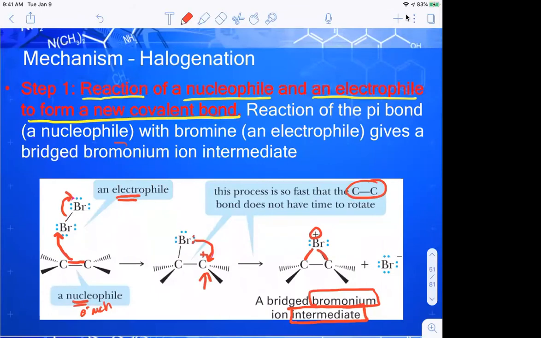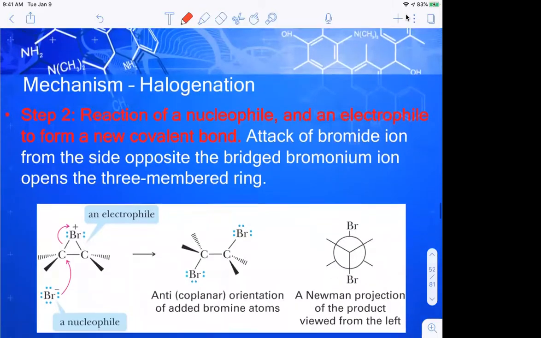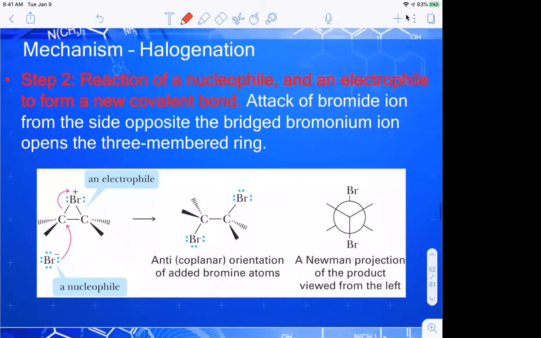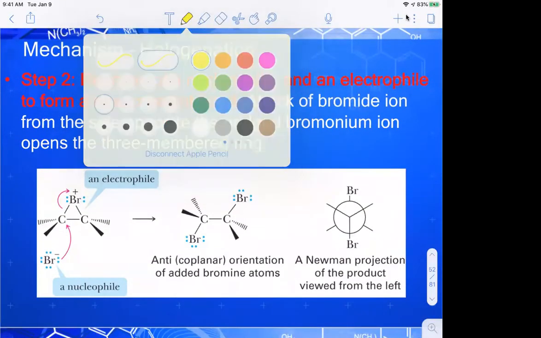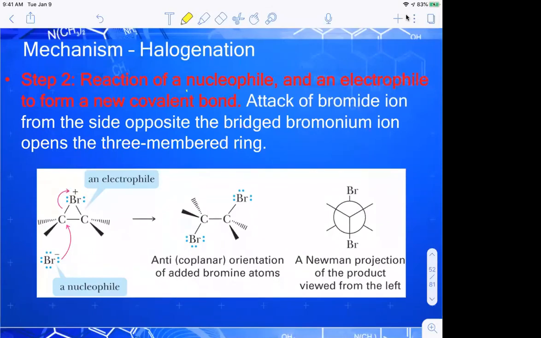So remember, this is called a bromonium ion. If it was a chlorine that did this, it goes by the same mechanism, that would be called a chloronium ion. So in step 2, I have the reaction of a nucleophile and an electrophile to form a new covalent bond.